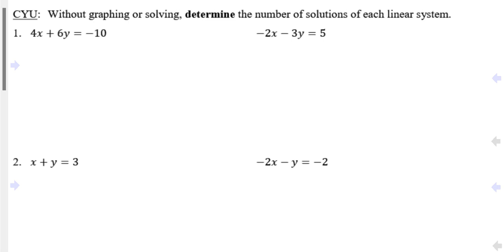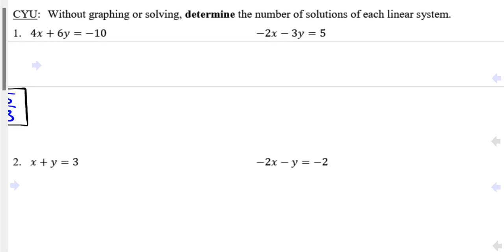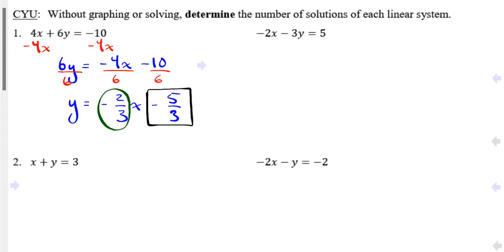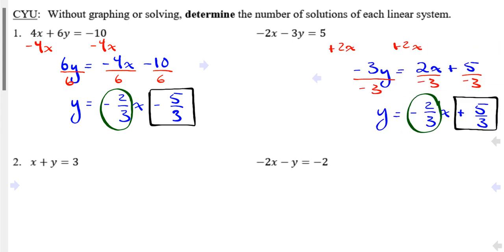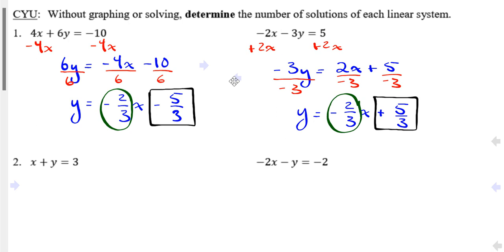Question number 1. Our strategy is to rewrite our equation in slope-intercept form. So that's what I've done here. I see my slope is negative 2/3, y-intercept negative 5/3. Rearranging the second equation, I discover that I have same slope, different y-intercepts. So they're close, but notice one was a negative y-intercept, one was a positive y-intercept.